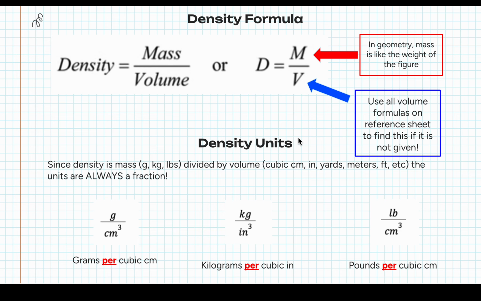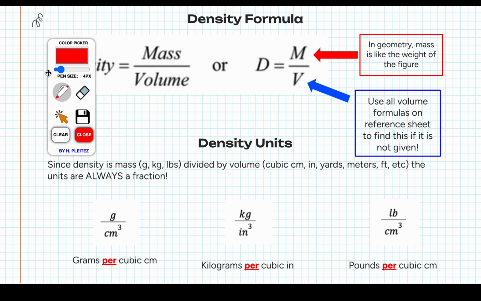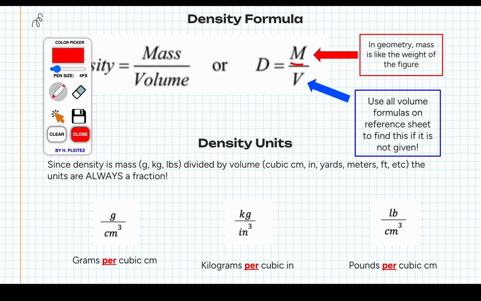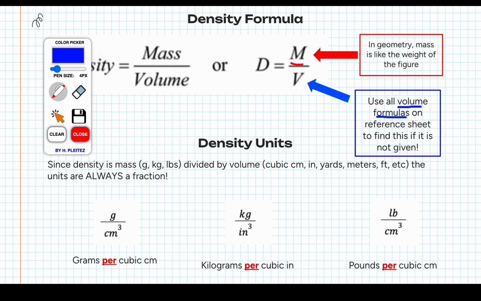So to find density, we take the mass of all of our objects and we divide it by the volume of our 3D figure. So in geometry, mass is like the weight of our figure. And then for that volume aspect, we have a bunch of volume formulas on our reference sheet that we can use to help us find the volume if it's not given to us in the question.